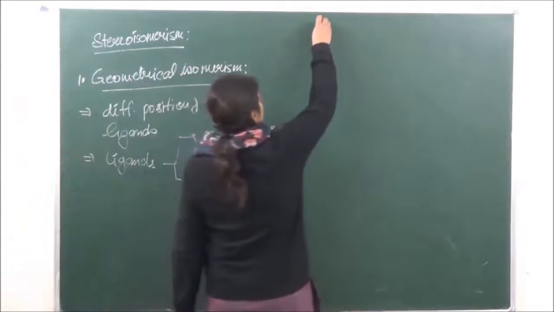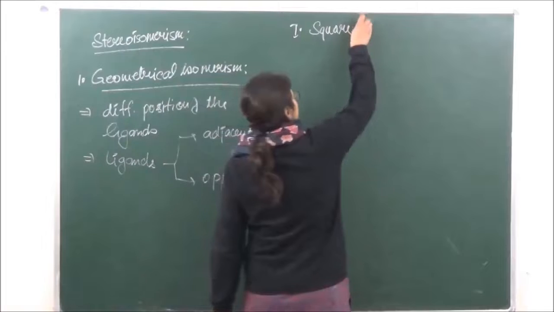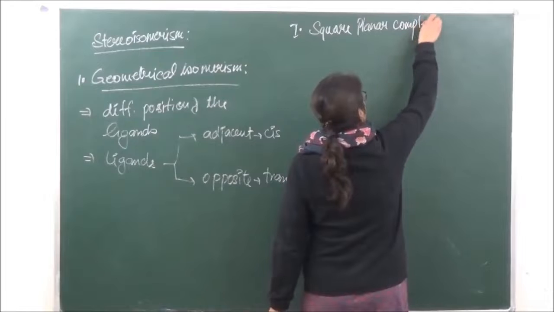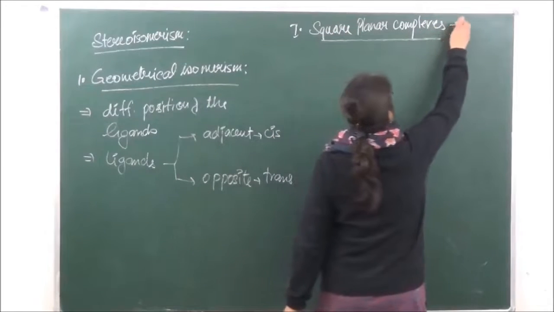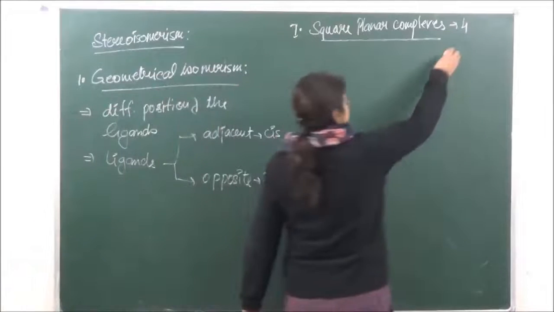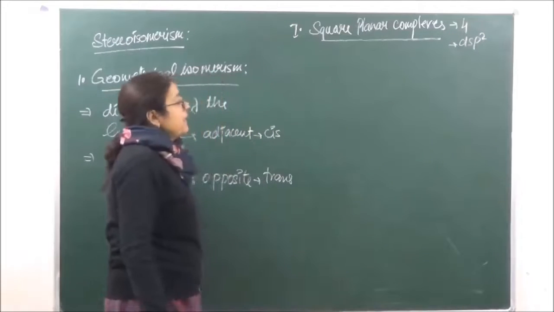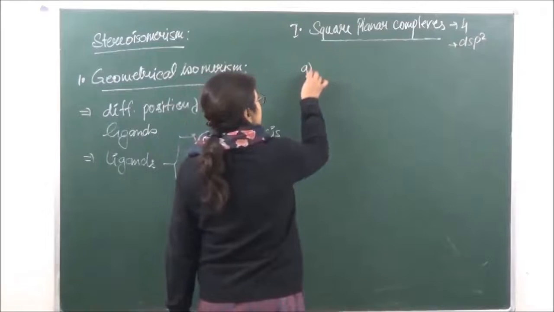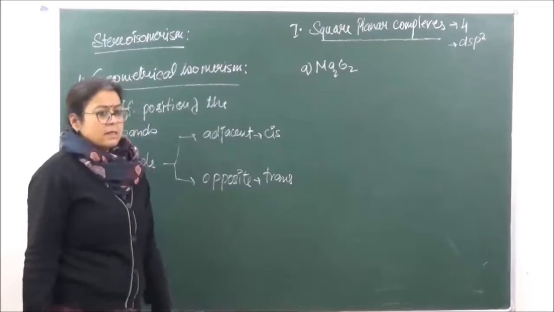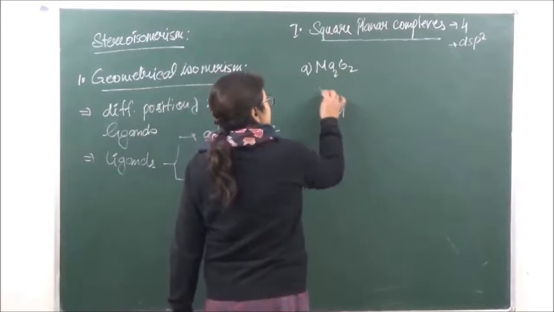When we study geometrical isomerism, let's study it first in square planar complexes. In case of square planar complexes, the coordination number is going to be 4 and the hybridization is going to be dsp2. Okay, so let's take first Ma2b2 type of complexes.